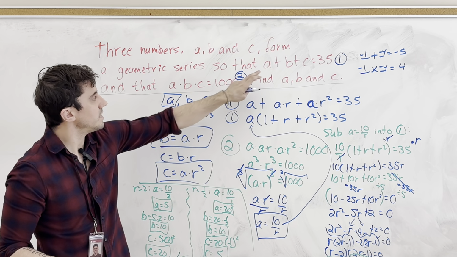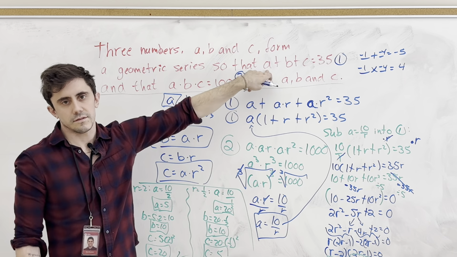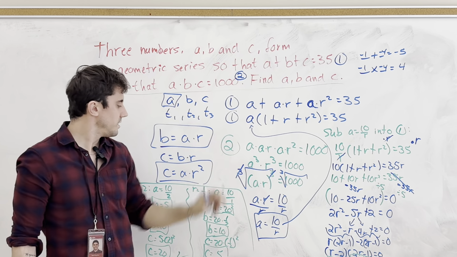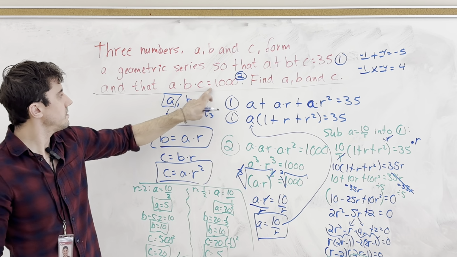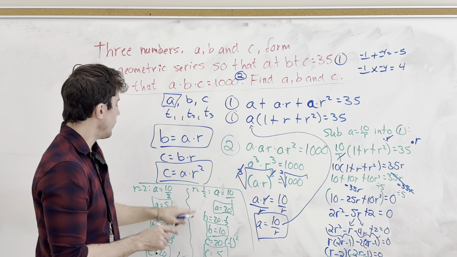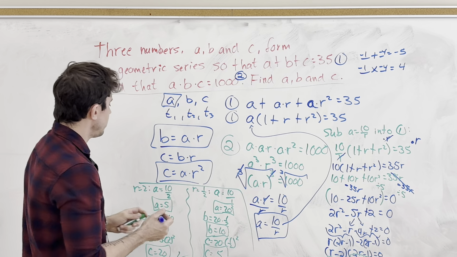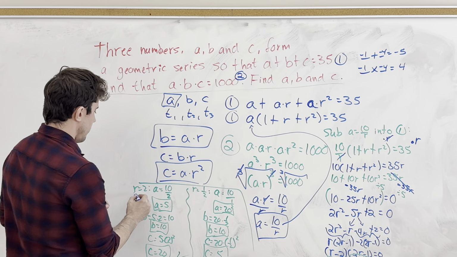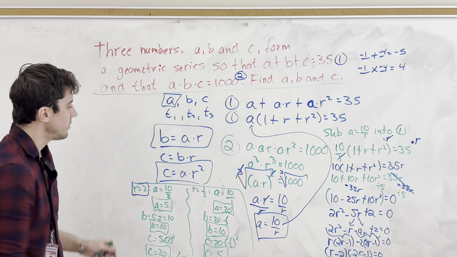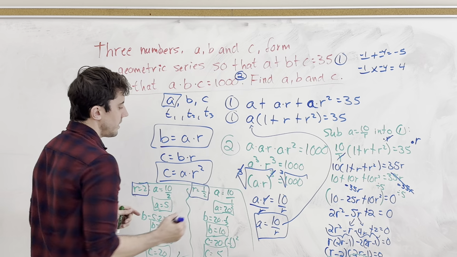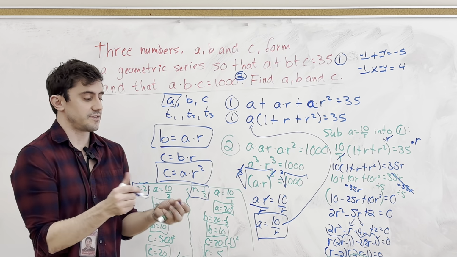So again, equation 1, A plus B plus C equals 35, 20 plus 10 plus 5 solves equation 1, and 20 times 10 is 200, times 5 is 1,000, and so equation 2 holds as well. And so both solutions are valid, and so we have either r is equal to 2 and A, B, C are 5, 10, 20, or r is equal to 1/2, in which case we switch the order. A is 20, B is 10, and C is 5.